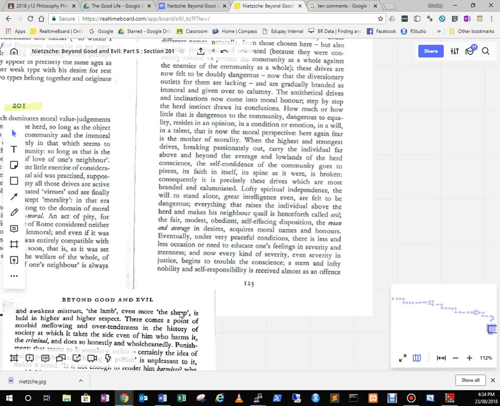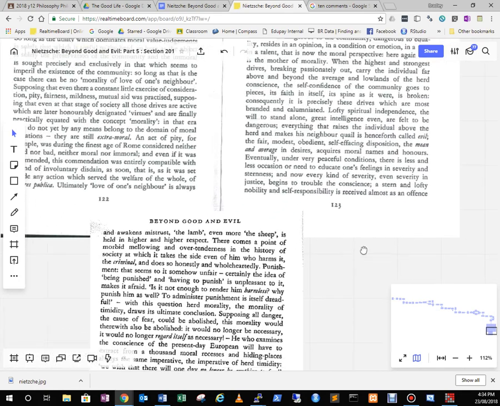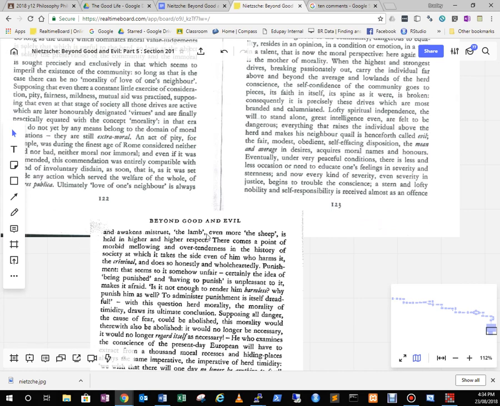Eventually, under every peaceful condition, there is less and less an occasional need to educate one's feelings in severity and sternness. In other words, don't have the severe, stern, strong feelings anymore. And now every kind of severity, even severity in justice, begins to trouble the conscience, and stern and lofty nobility and self-responsibility is received almost as an offence and awakens mistrust. The lamb, even more the sheep, is held in higher and higher respect. All right.